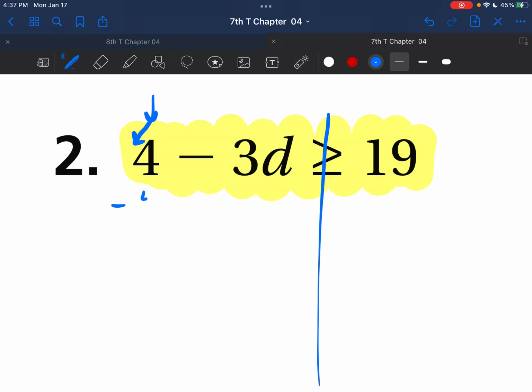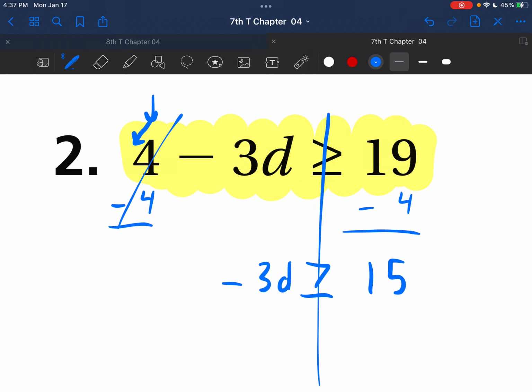So what is the opposite of a positive 4? That is negative 4. Don't forget to cross it off. Whatever you do on one side, do it to the other. That's negative 4. 19, there are different signs. 19 minus 4 is 15. Drop down your sign. You now have negative 3d. That is a multiplication sign in the middle.